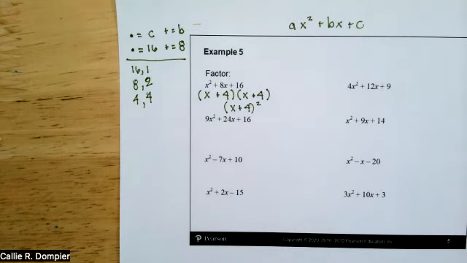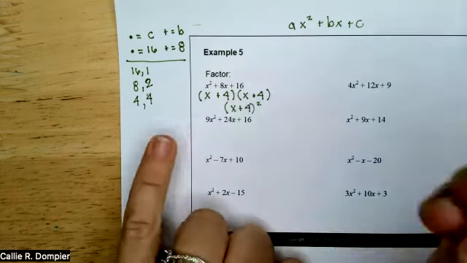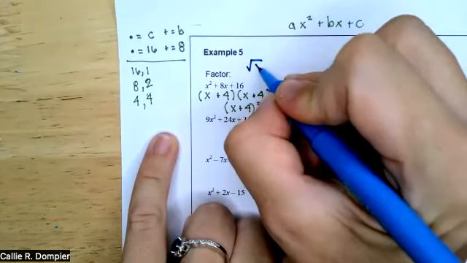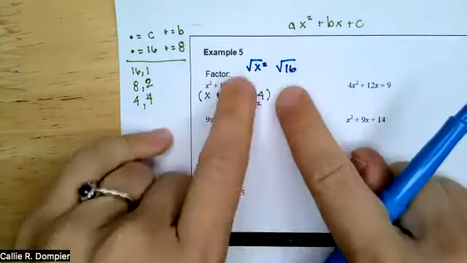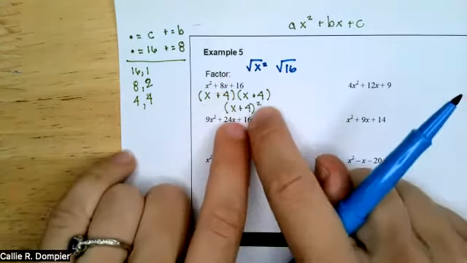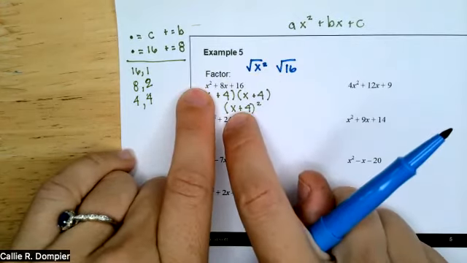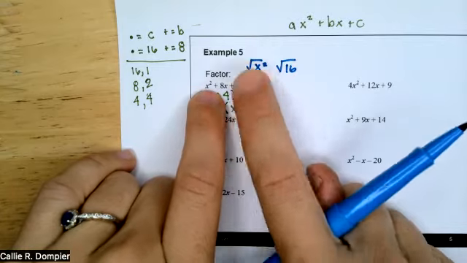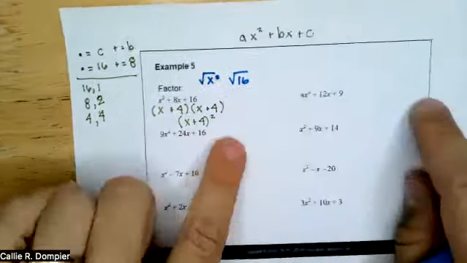Good. Something else you can try. If this is a perfect square and this is a perfect square, you can just try taking the square root of that one, putting it here, taking the square root of that one, putting it here, and squaring it, right? So x squared is x squared, 4 squared is 16.